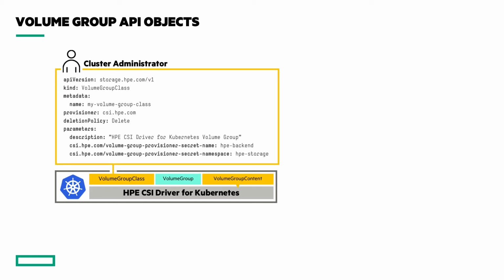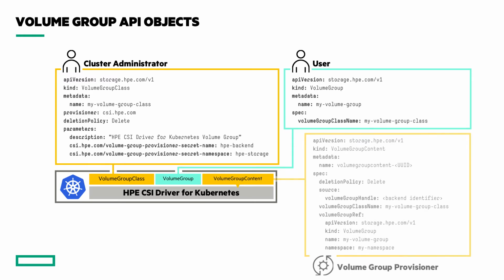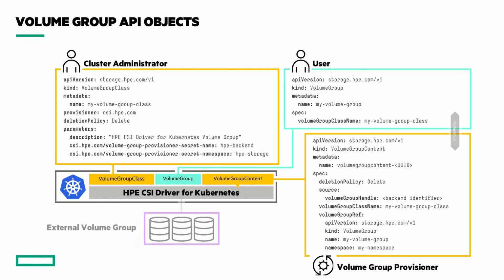First, the cluster administrator needs to create something called a volume group class. The volume group class uses a HPE storage backend that has been configured on the cluster. Users will create something called volume groups. Volume groups are namespaced. And once the volume group has been created, a volume group content API object is created and the external volume group gets created. Initially, the external volume group is empty and the user will simply add members to the external volume group by annotating existing persistent volume claims.